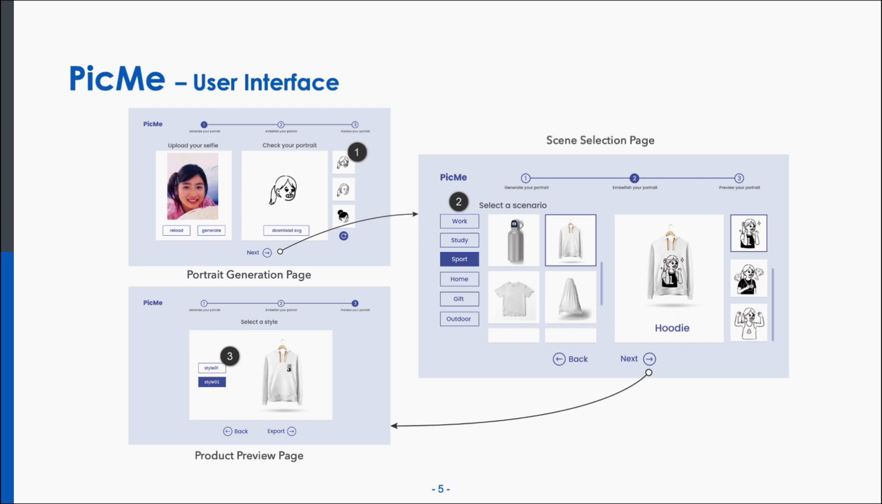The portrait generation page provides the suggestion panel to display stylized head portraits suggested by PicMe. In the scene selection page, the options panel lists options for specifying a product for printing the resulting head portrait as well as a scene for embellishing the portrait. The product preview page contains the style panel, which allows users to change the print rendition such as the size, rotation, and location of the portrait. To give a quick glimpse of how PicMe works in action, I'll be presenting a demo illustrating how user Alice uses PicMe to personalize her product.